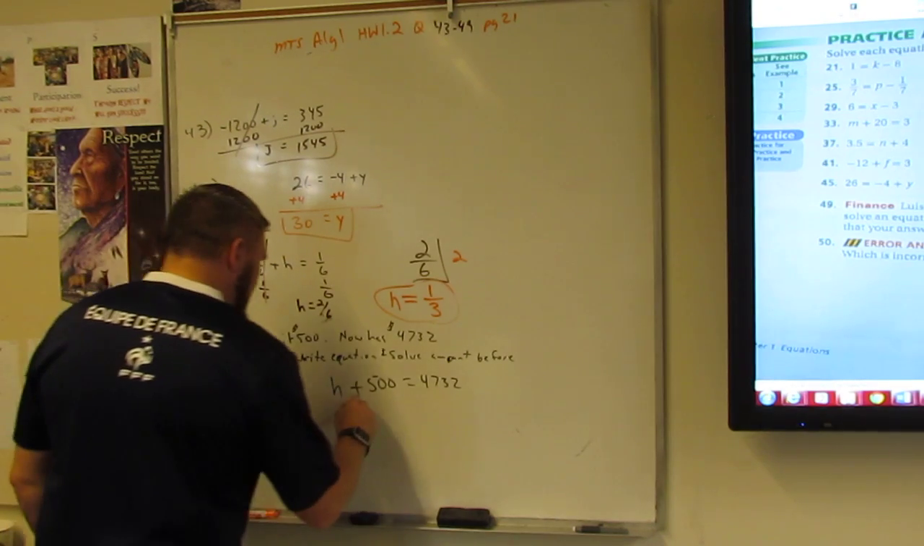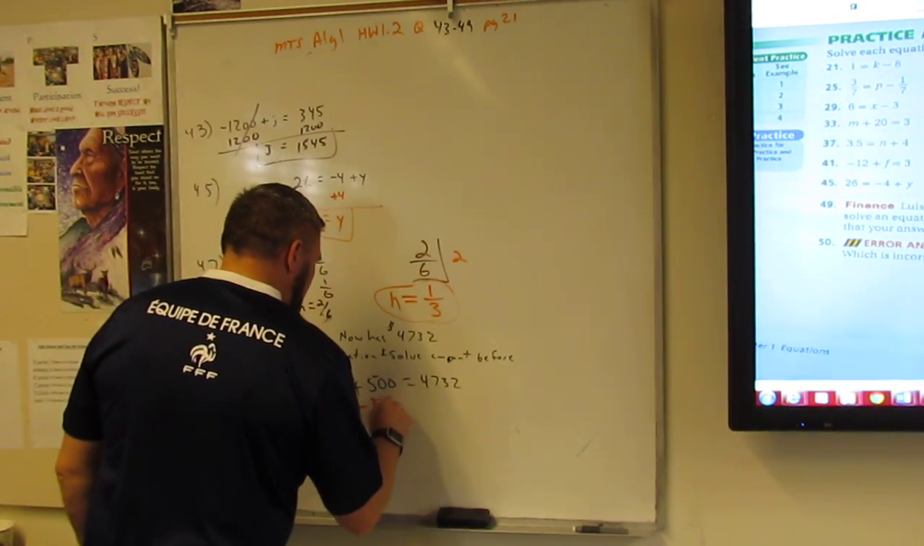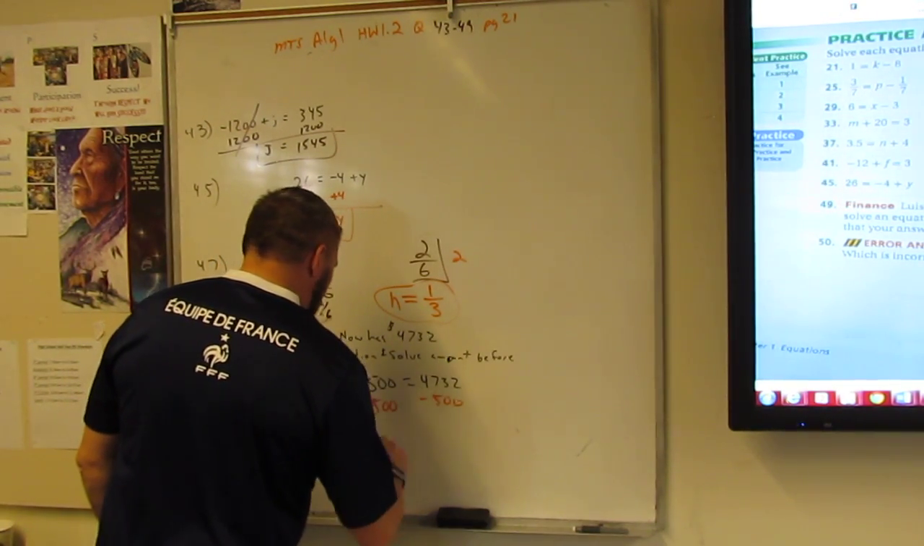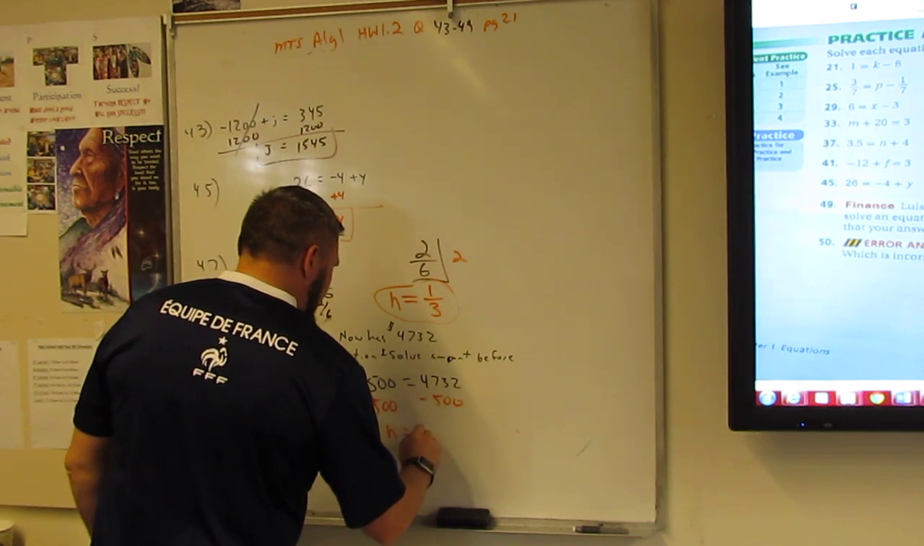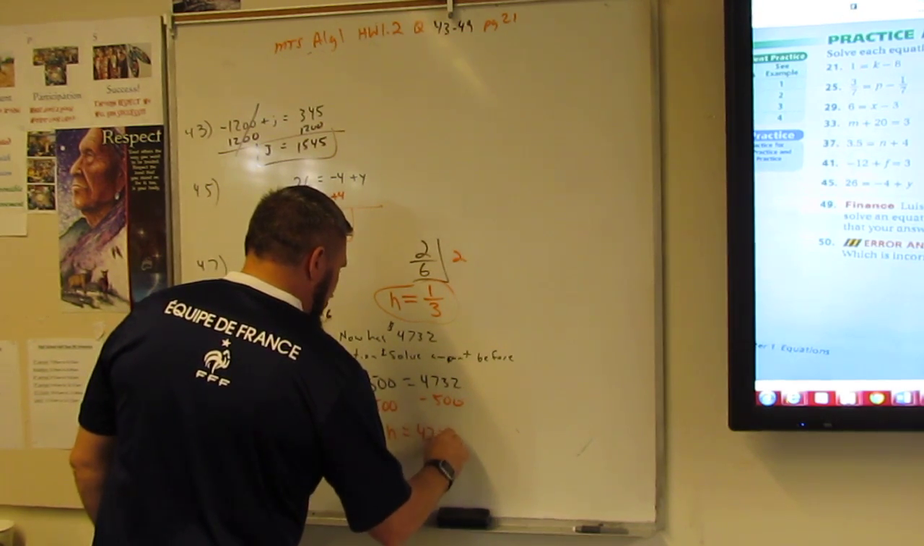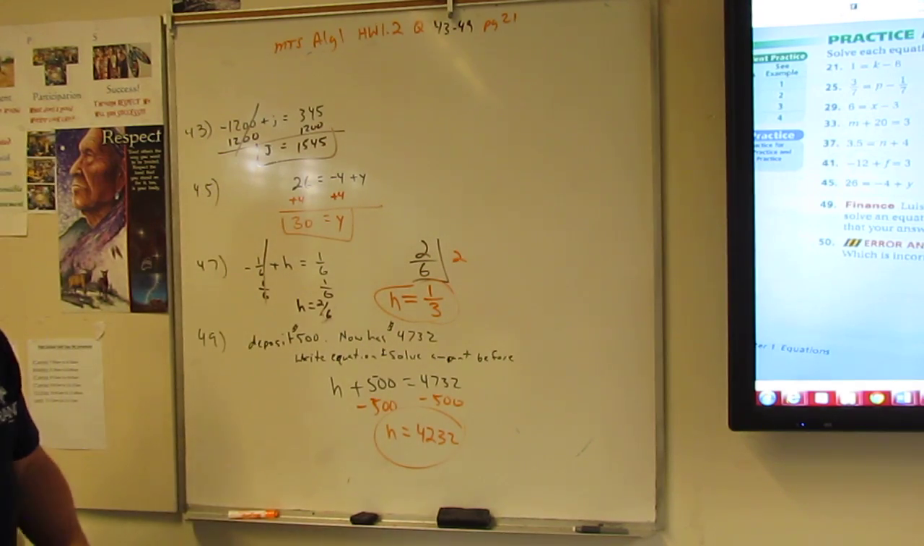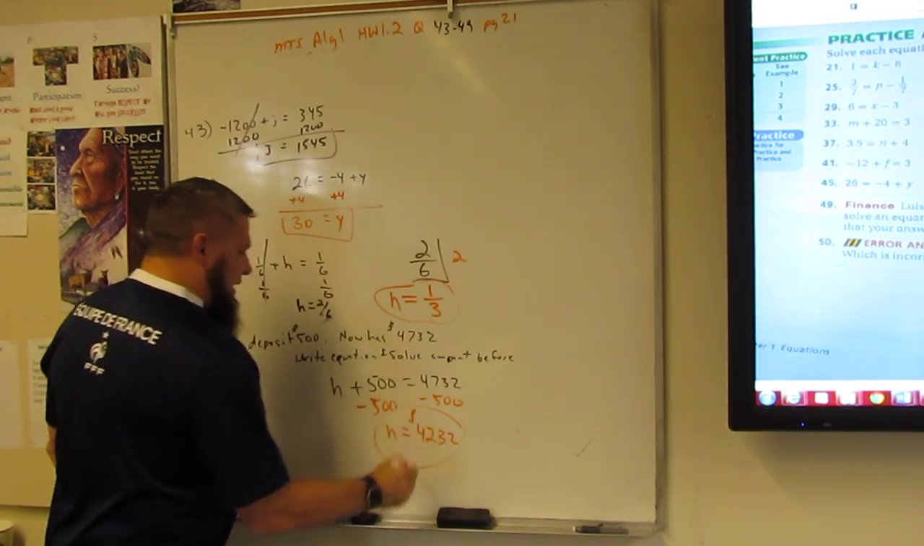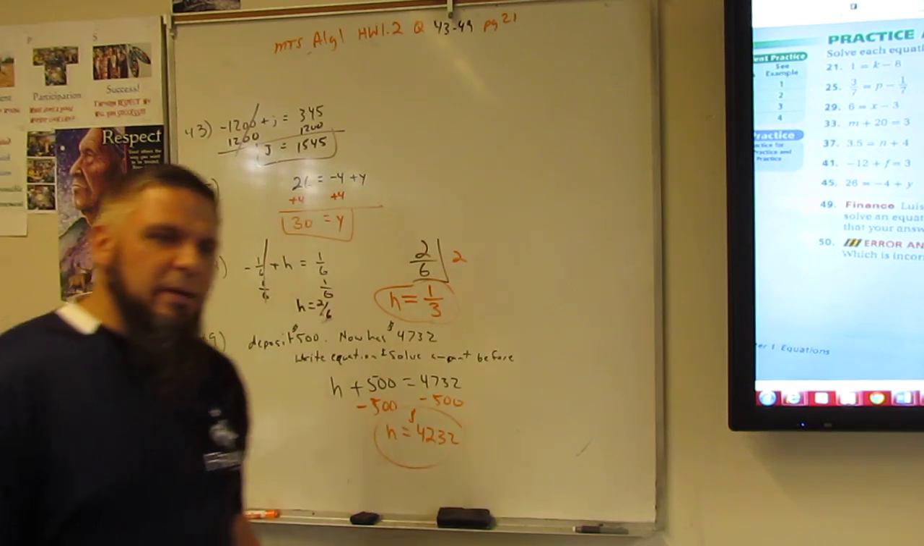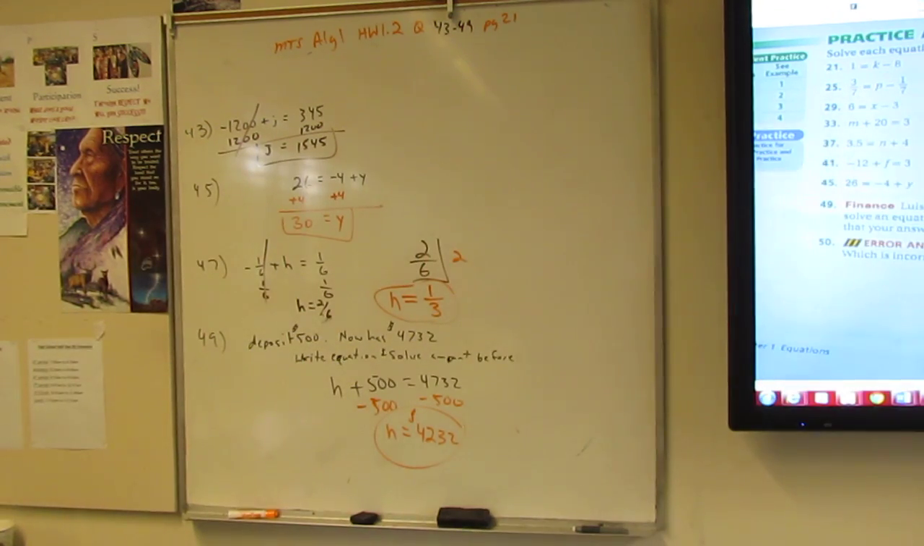That's it. Minus 500, minus 500. So I get H is equal to 4232. That's it. So he had $4,232 in the bank before he deposited it. That's it. Done.